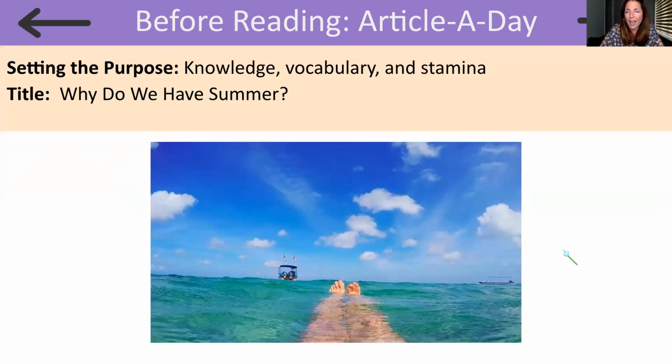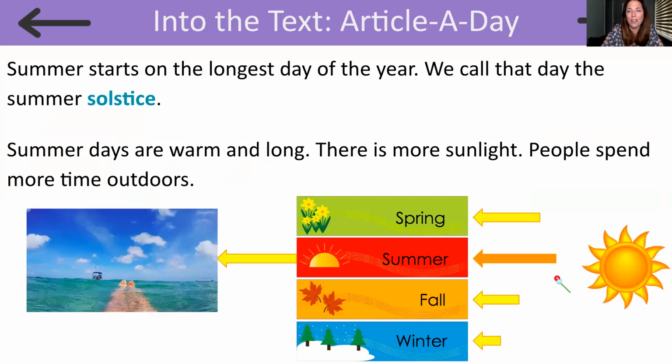So let's take a look at our article a day titled, Why Do We Have Summer? Read along with me as we read this text out loud together. Summer starts on the longest day of the year. We call that day the summer solstice. Summer days are warm and long. There is more sunlight. People spend more time outdoors.